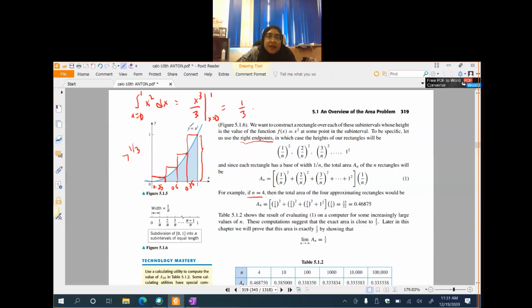And then you have to multiply with the length of the base. Since the length of the base is equal distance for each of the rectangles, it is just 0.25 if you take n equal to 4. Okay, and then what about the height? So this is 0.25, so the base will be 0.25.